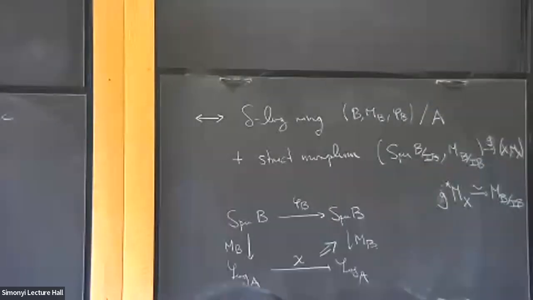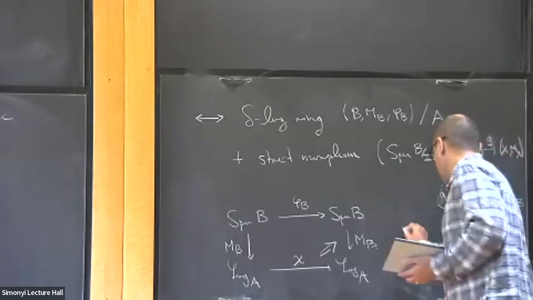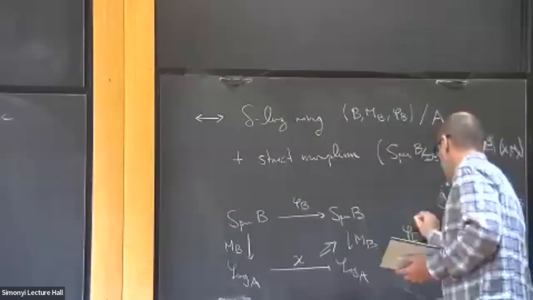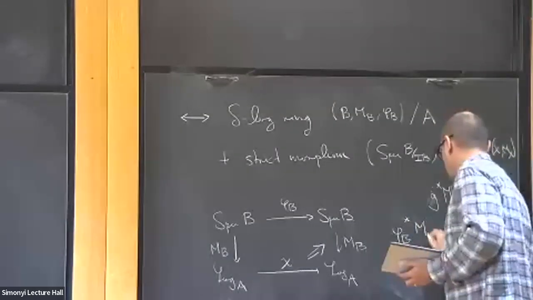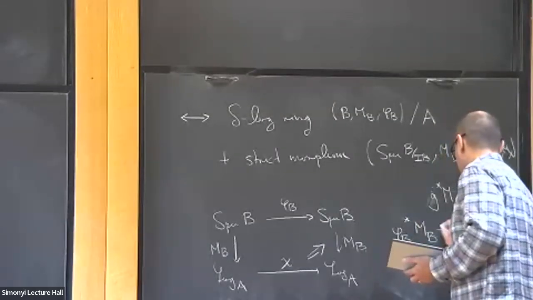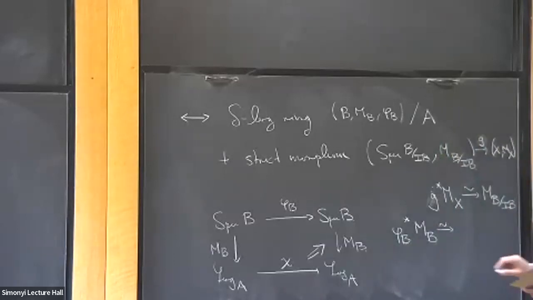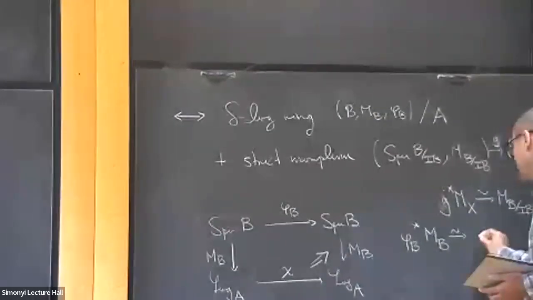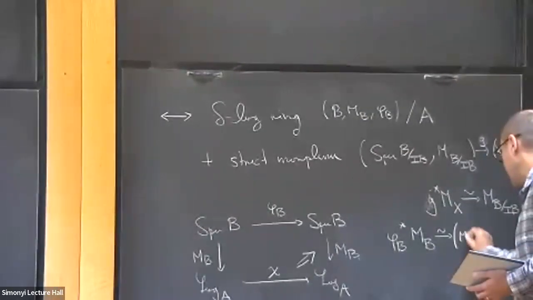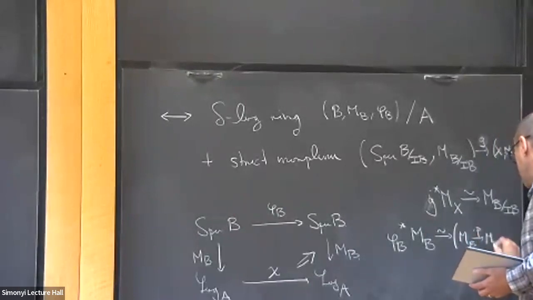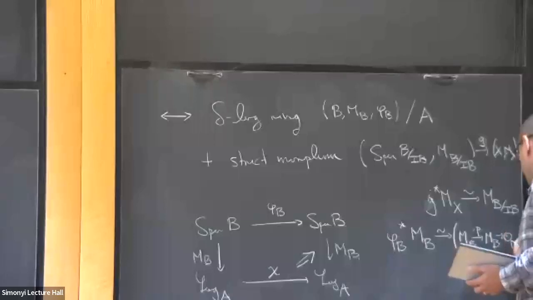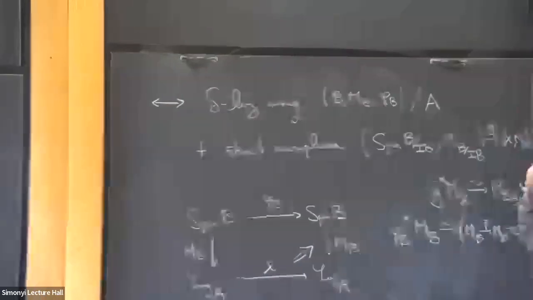So what is that saying concretely? It's saying that if I take Frobenius B upper star of this M_B, I'm supposed to specify an isomorphism with, well, let me write it out again. You take M_B, multiplication by p to M_B, and take the associated log structure.